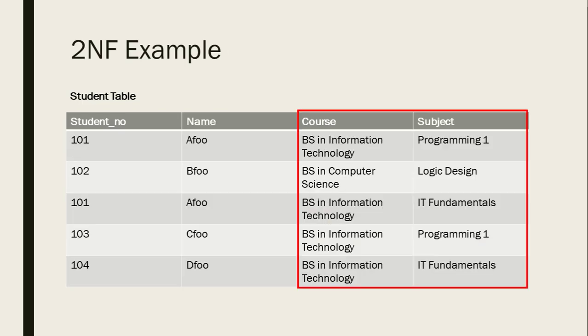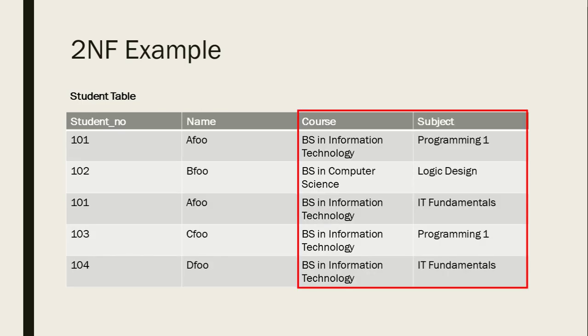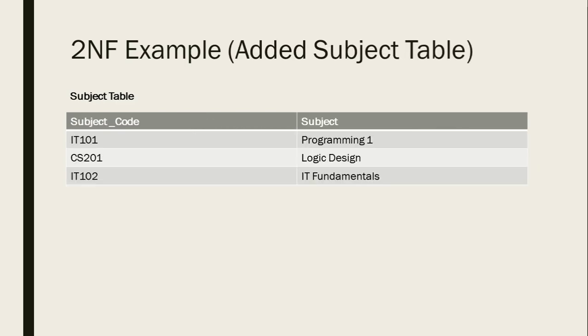But what happened to the course column and the subject column? Again, we can achieve the second normal form by dividing or separating this table into several tables. We can add another subject table in our database, and the subject table would contain the subject code, the primary key for each subject. For example, for programming 1, we can specify the subject code IT 101. For logic design, CS 201, and then IT fundamentals, IT 102.